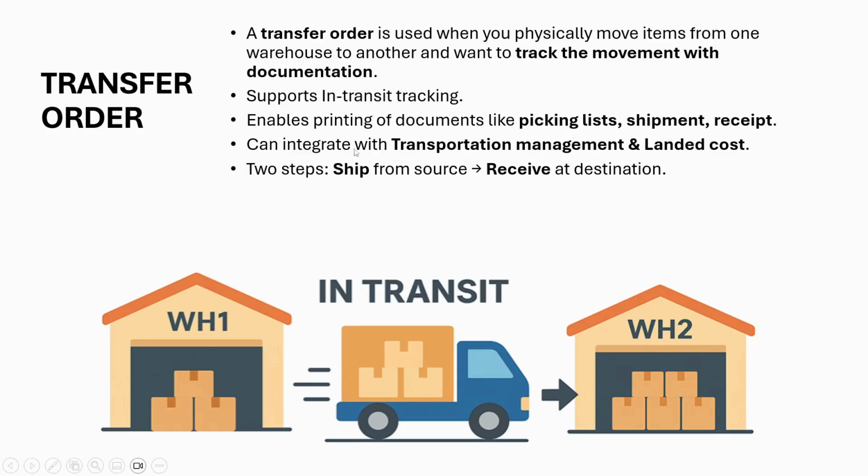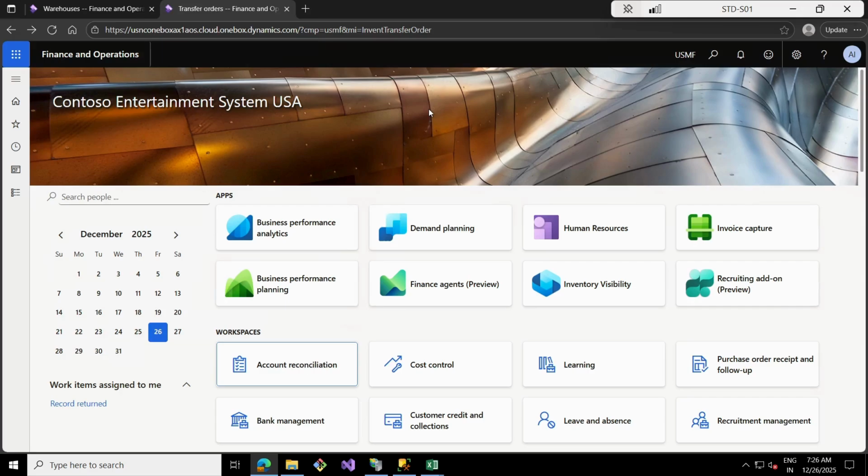And transfer order can be integrated with transportation management and landed cost modules. It involves two steps. One is that we need to ship from the source warehouse and we need to receive at the destination warehouse. Let's create a transfer order in D365 F&O and check how the transfer order works.